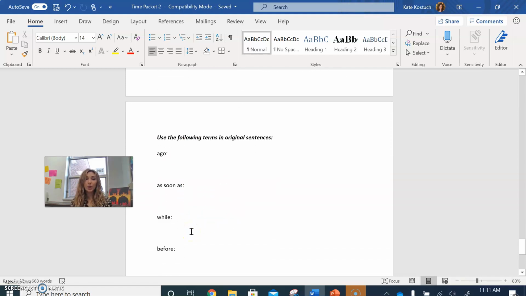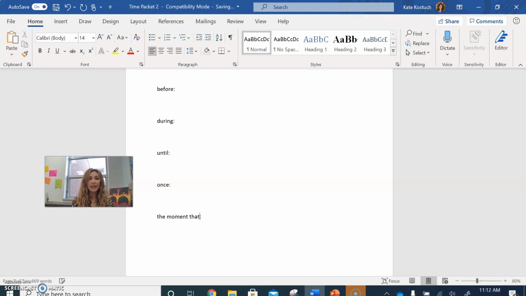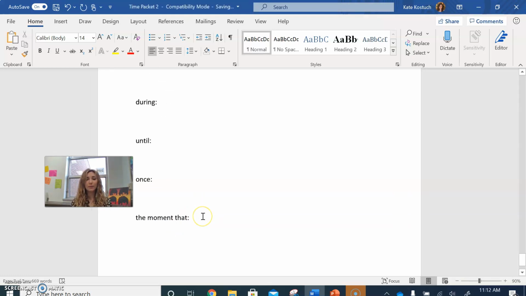For the next section, you will use the following terms in original sentences: ago, as soon as, while, before, during, until, once, the moment, and I'm going to put the moment that because I like that phrase better. That sounds more natural to me.